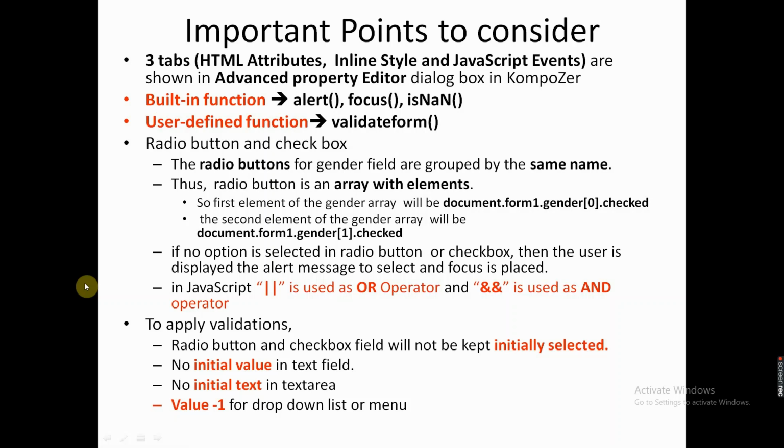A radio button is for the gender field, mostly with the same name. A radio button is an array with elements. So we have to write document.form1.gender.checked, and the second element like gender1. If no option is selected in radio button or checkbox, the user should get the alert to select and focus should be placed. Here, double pipe for OR and double ampersand for AND.